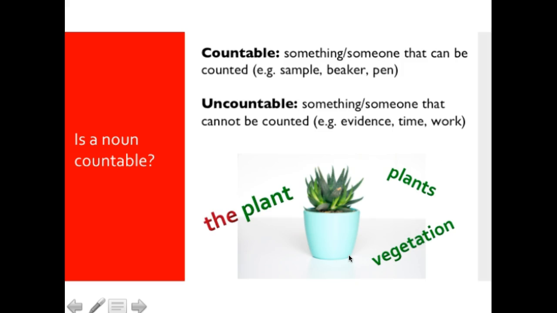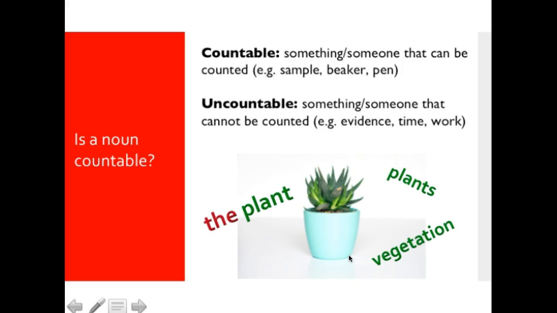So how to determine first, is a noun countable? Countable is something that literally can be counted. A sample, a beaker, a pen are all examples. A plant can be counted. Then there's some nouns that are uncountable. So this is something, a person, or an object, that cannot be counted. Evidence, time, work, vegetation, for example.